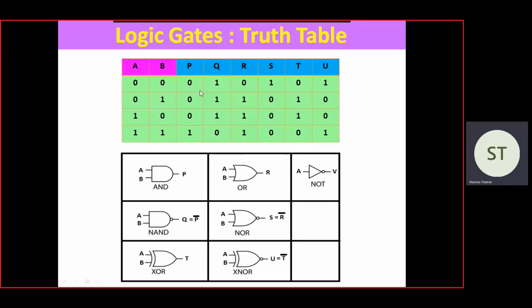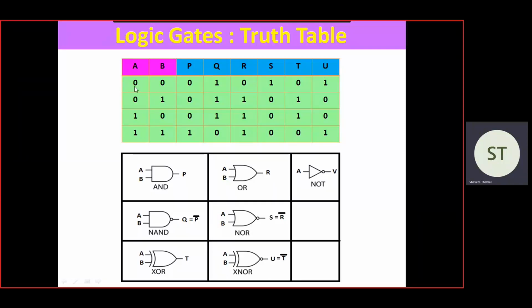So this is the summary of the truth table of logic gates. We have drawn a common truth table having all the logic gates. Like A and B, we are taking two input variables common to all the logic gates. Now this P is the output of AND gate. Q is the output of NAND gate. R is the output of OR gate. Then S is the output of NOR gate. Then we have T, which is the output of XOR gate. And U is the output of XNOR gate.